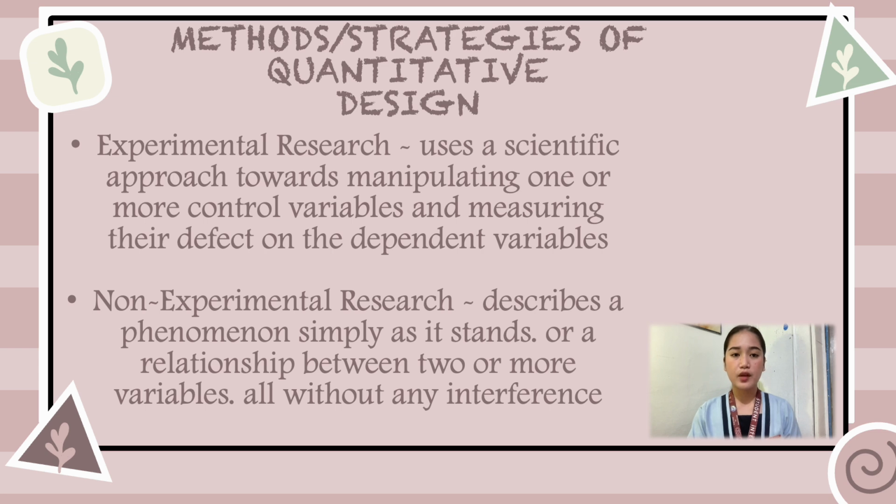And also, next is the non-experimental. Non-experimental research describes a phenomenon simply as it stands, or a relationship between two or more variables, all without any interference. So, for example, a researcher wants to understand the eating habits of college students. They conduct a survey asking students about their typical daily food intake and frequency of eating fast food. So, the key points here are no manipulation and also exploring relationships.